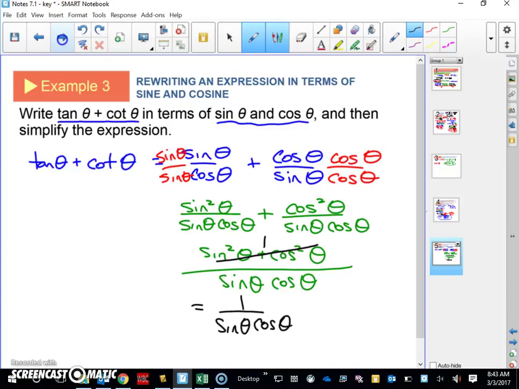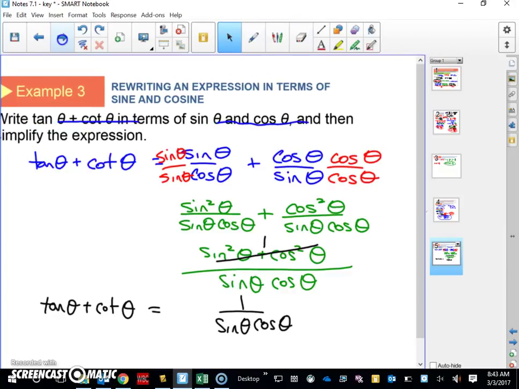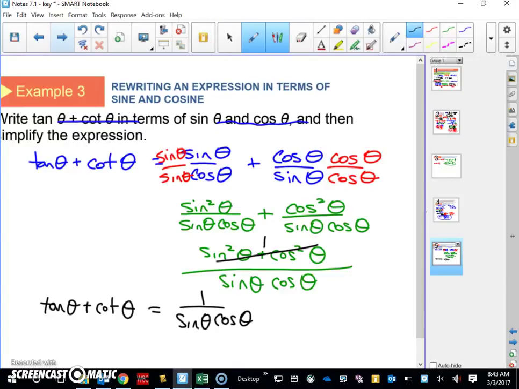And so what they wanted me to do is write tangent theta plus cotangent theta in terms of sine and cosine. And we're going to have something like this.